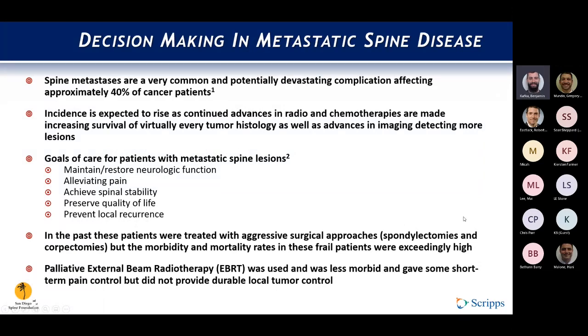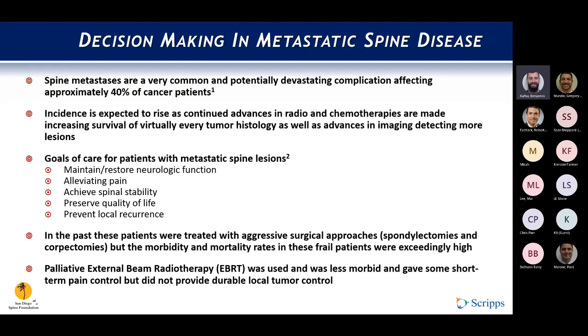So spine metastases are a very common, potentially devastating complication affecting about 40% of cancer patients, and this is expected to rise as we are having advances in our radiotherapeutic regimens as well as chemotherapy regimens, and so that's increasing the survival of these patients and increasing the chance that at some point during their clinical course they'll develop a spine metastasis. We're also advancing our imaging modalities such that we are probably detecting more of these smaller lesions that we weren't detecting before.